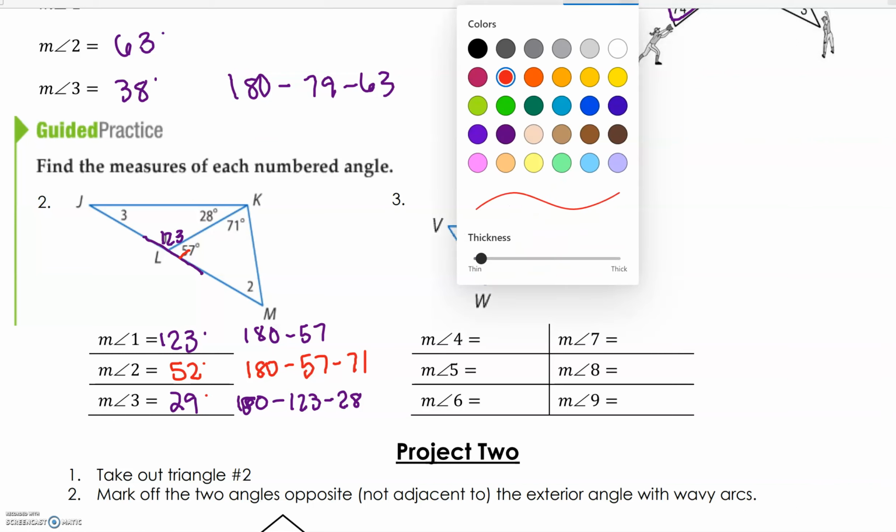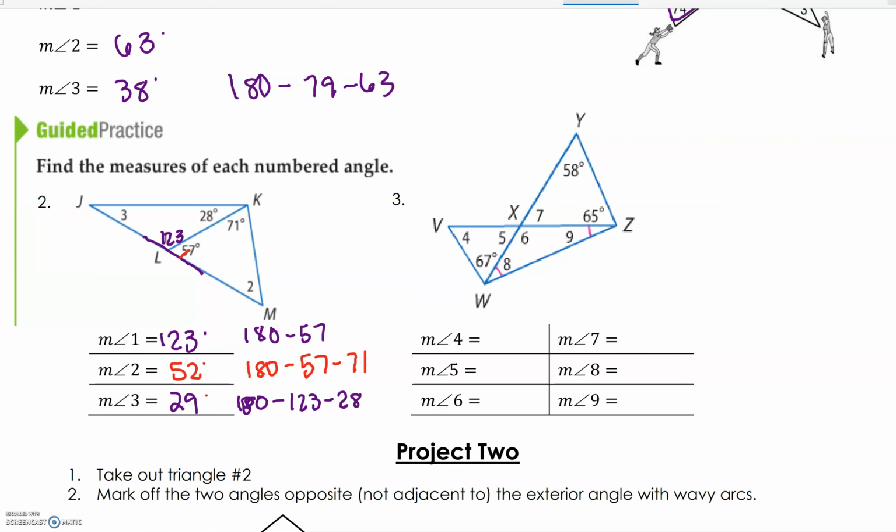So working our way around this triangle, always look for the one pair where you've got 2 angles and then you can find the third. So 180 minus 58 minus 65 is going to give you 57. So we know angle 7 is 57 degrees. And then we can work our way around. We know that this is a linear pair with 6. So 180 minus 57 is going to give me the measure of angle 6.